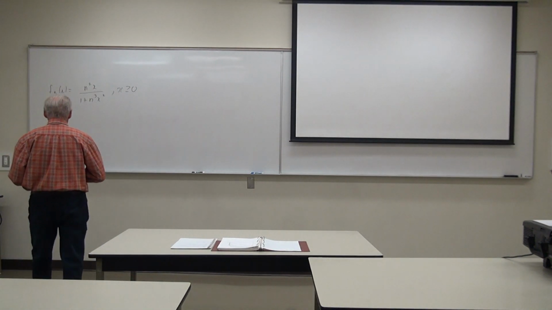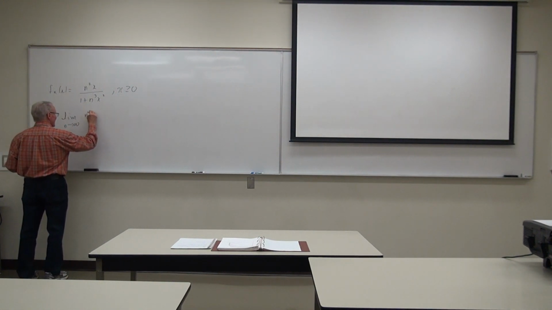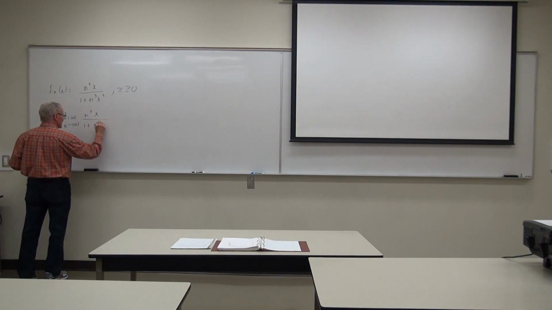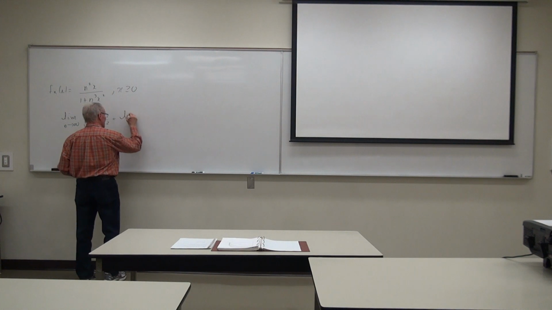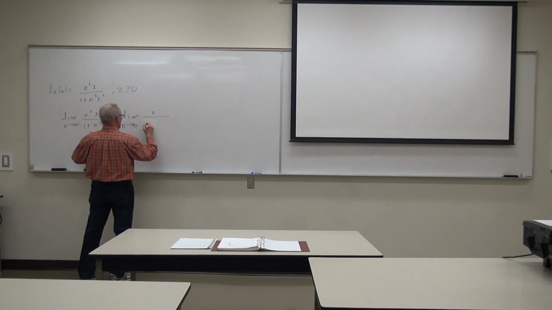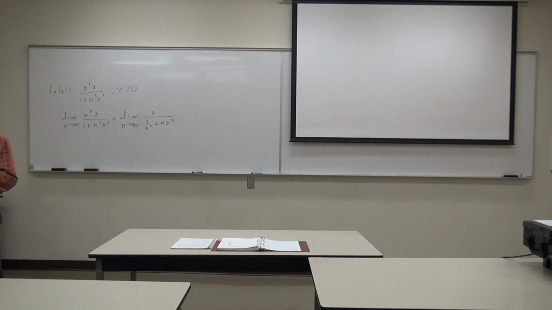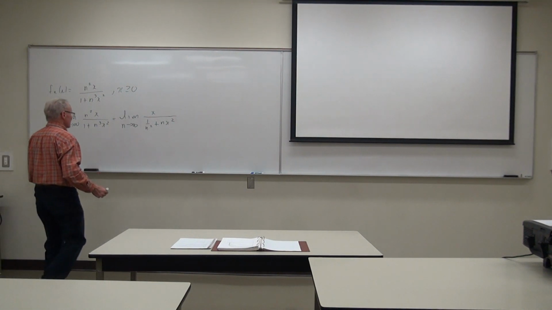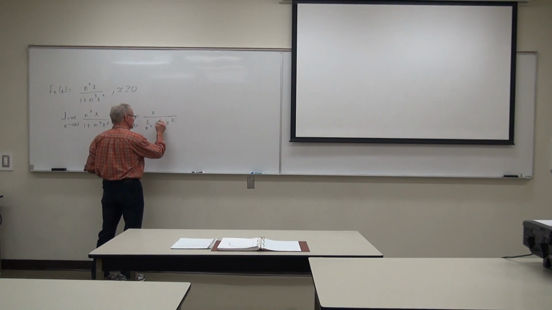If you want the limit of this sequence, I would suggest that we divide the top and bottom by n squared. If we do that, we have the limit as n goes to infinity of x over 1 over n squared plus n x squared. Correct? Divide top and bottom by n squared. Now clearly the top has no n's there, so it's x. This term goes to 0, and what does this one do?